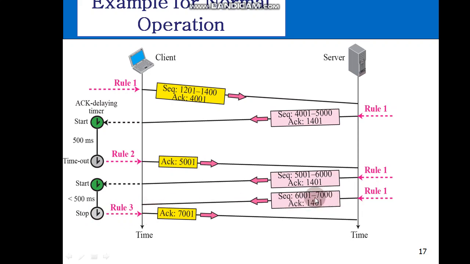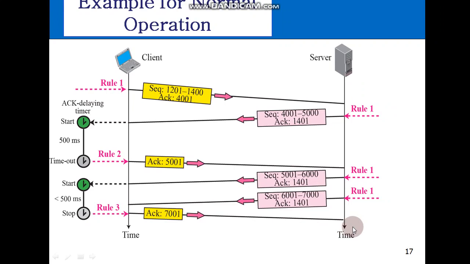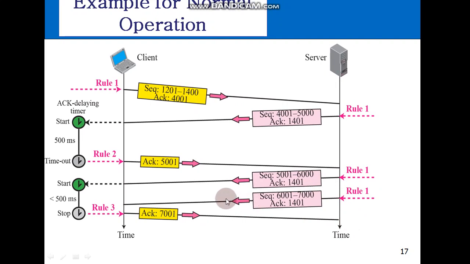The latest data that we have received is from 6001 to 7000. So instead of sending the acknowledgement for 6000, it will directly send the acknowledgement for 7000, which is a cumulative acknowledgement. So once 7001 acknowledgement is sent back, the server will understand that 6000 is properly received, as well as 7000 is also properly received by the receiver.